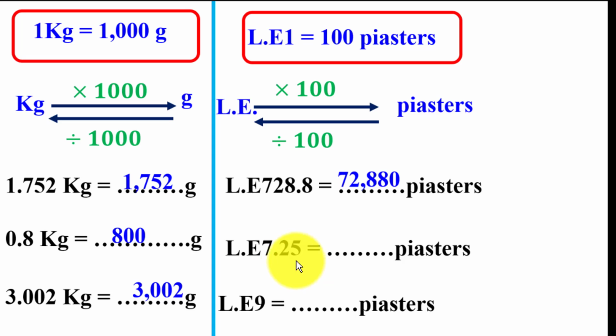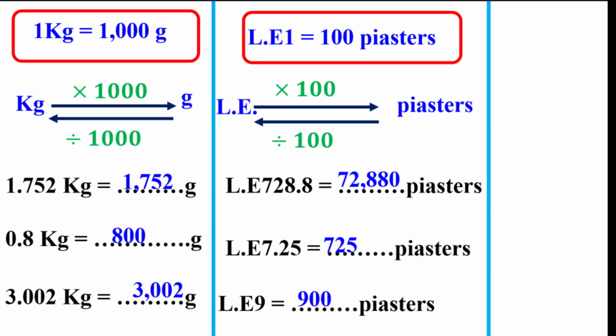7.25, 2 decimal places. Just move the decimal point. It will be 725, a whole number. 9 times 100 equals what? Yes, equals 900. It's a whole number, not a decimal. Just write 9 and insert 2 zeros to its right.